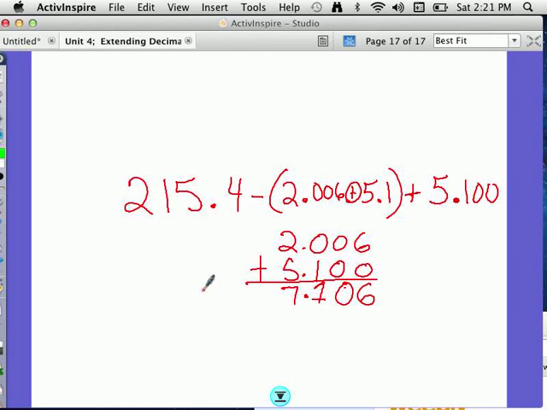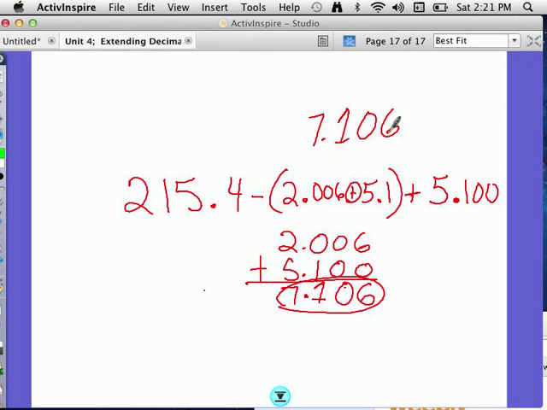I lined up all of my digits according to their place in their numbers. I lined up my ones with ones, my tenths with tenths, hundredths with hundredths, and thousandths with thousandths. We want to make sure that our numbers are always lined up. That way we're adding the appropriate values to each other. So now I know what my answer is to the number within the parentheses: 7 and 106/1000.